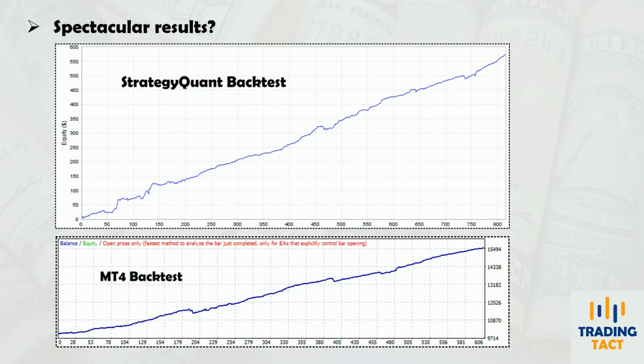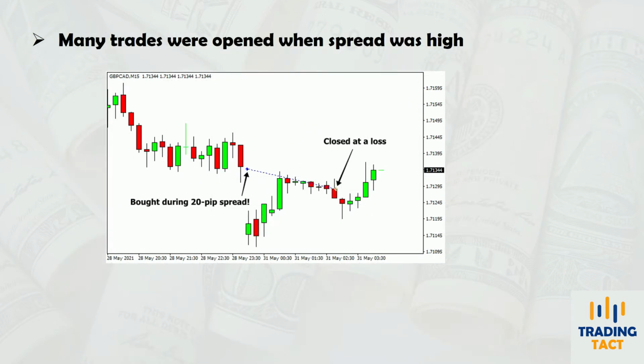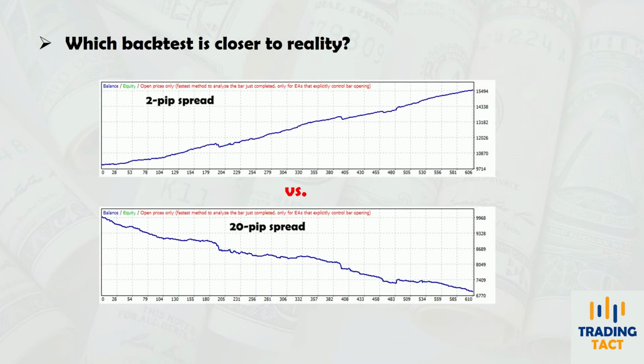I decided to forward test the strategy on a demo account and was met with a long string of losses. Turns out many trades were opened when the spread was high and were closed shortly after at a loss. It's practically impossible to make a profit with such high spreads. Did I underestimate the spread in my backtest? Let's use a spread recording program to find out.